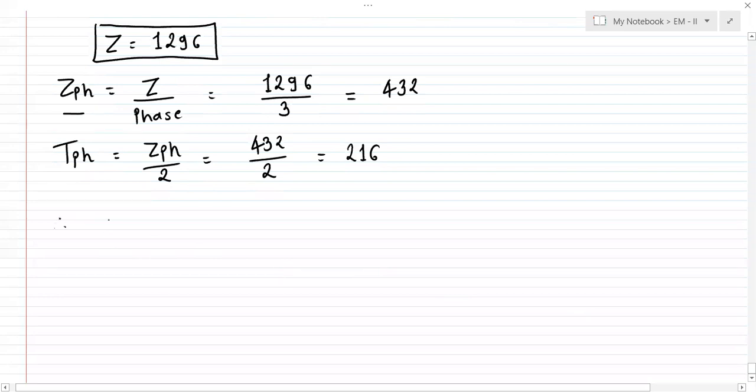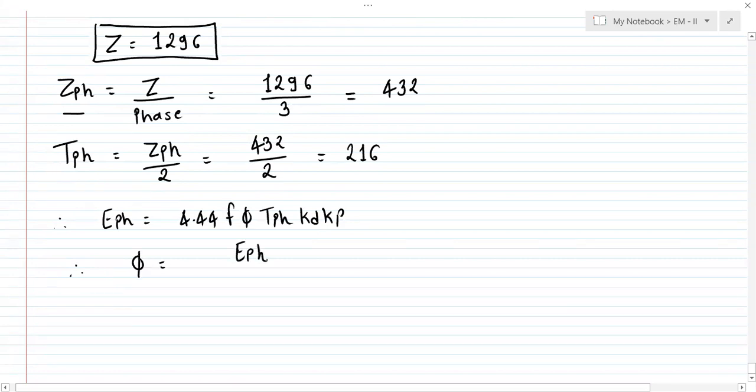So now what we have to find again, let me write down the equation. EPH is equal to 4.44 F phi TPH KD KP. So from that equation, I have to find the value of phi. So phi is equal to EPH divided by 4.44 F TPH KP KD. Just put all the values.